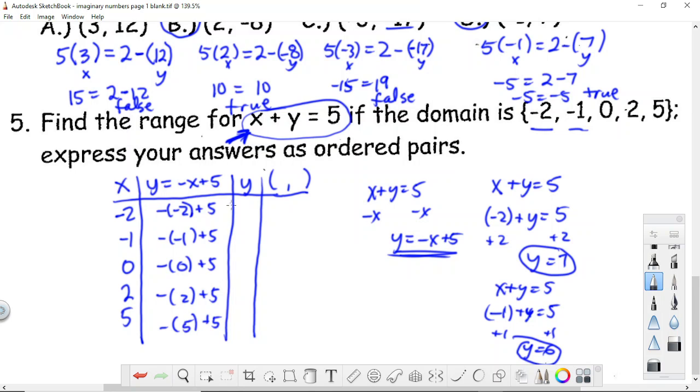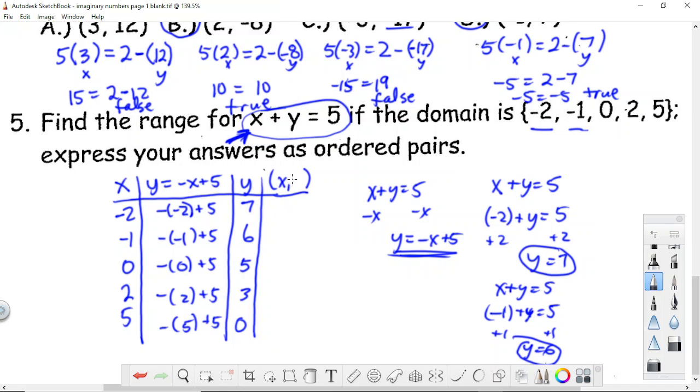And now we calculate each. The negative of negative 2 is positive 2, right? Plus 5 is 7. This one, negative of negative 1, is positive 1. Plus 5 is 6. And then the next one is just 5. And then negative 2 plus 5, that's 3. Negative 5 plus 5 is 0. So we have our y's. So, that wasn't so bad.